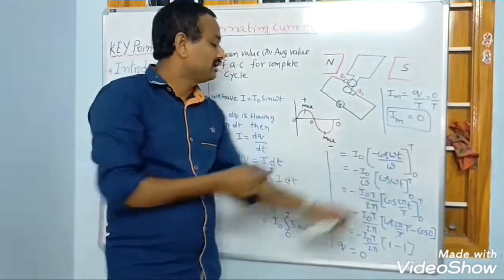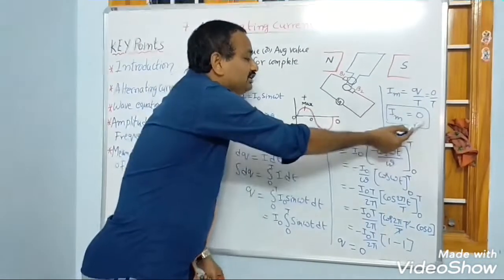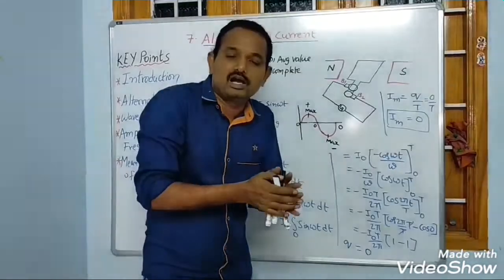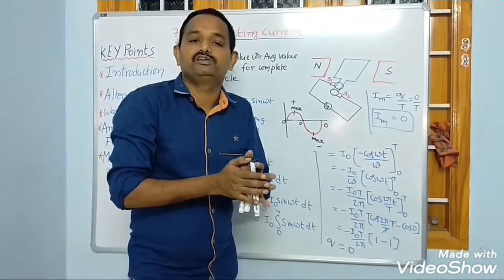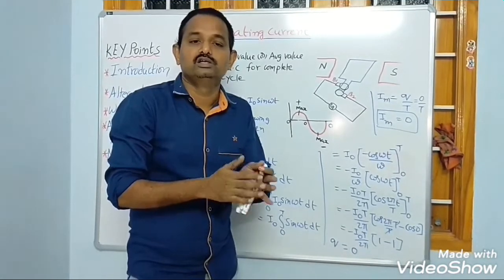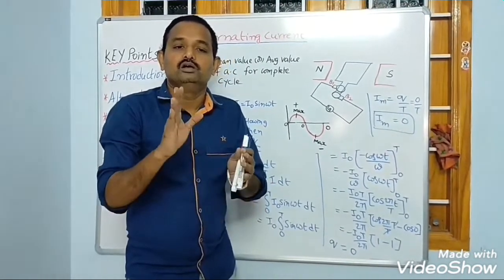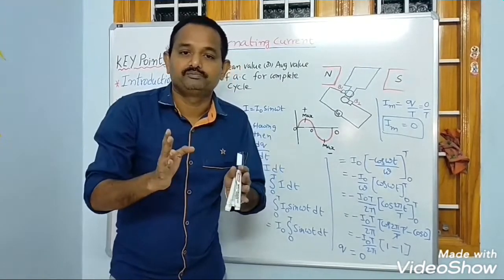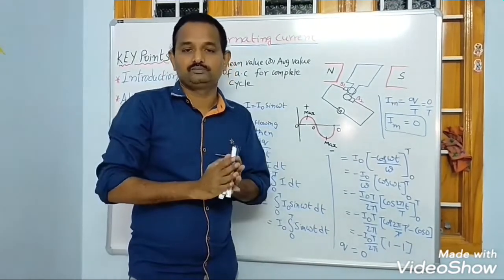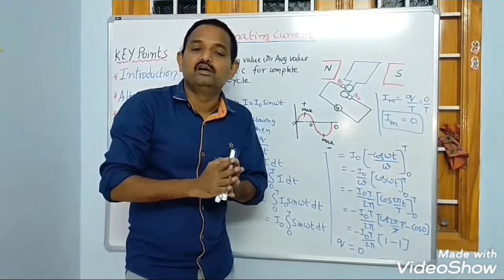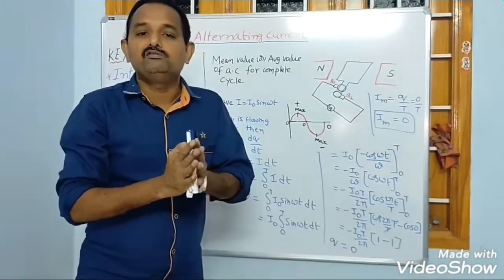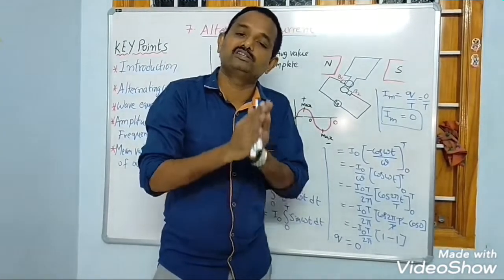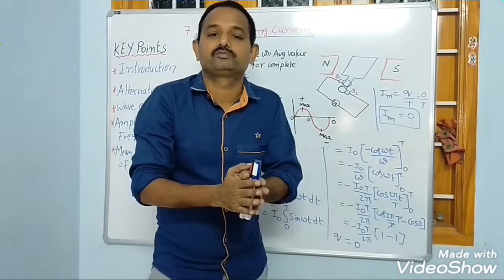So here we got finally 0. That's about mean value or average value of alternating current for a complete cycle. Okay, students, then what about mean value or average value of AC for half cycle? To derive that, we need to define mean value or average value of AC. That I will discuss in next session.